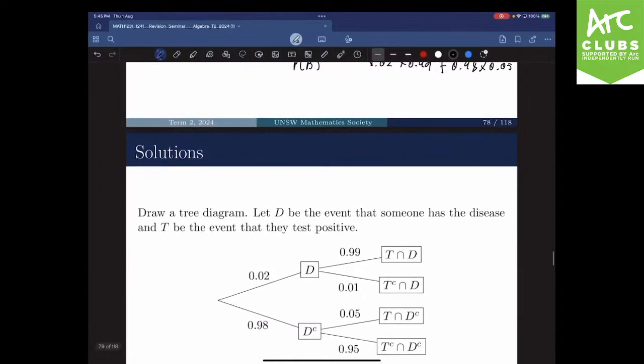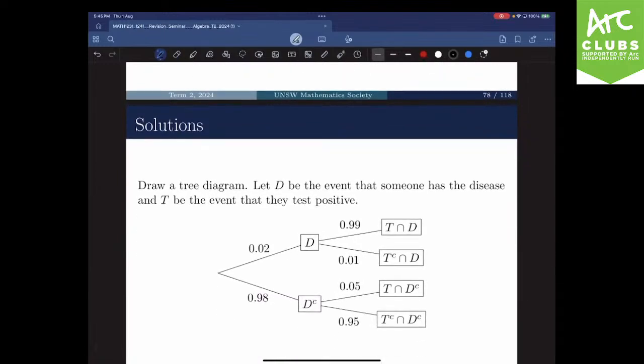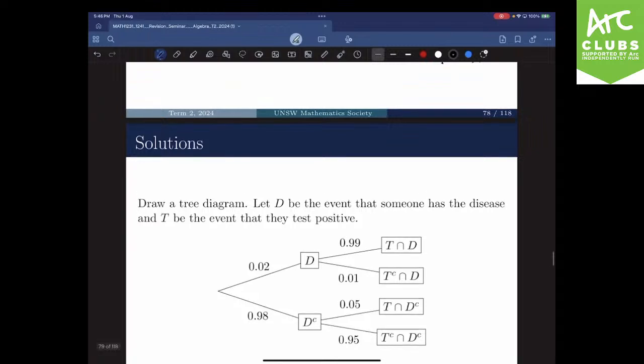And here in the solutions, we kind of did it a different way, but they drew a tree diagram. It might be impractical to draw a tree diagram for more complicated cases, but this case is simple enough. We can draw a tree diagram to help us understand what's going on here.